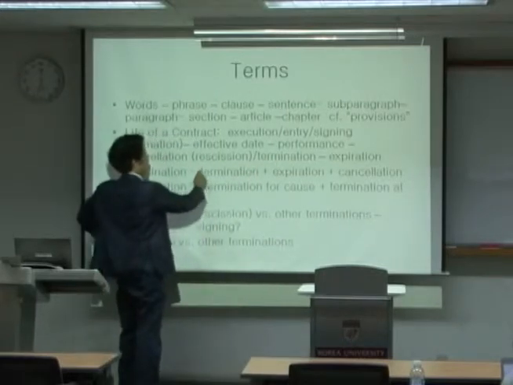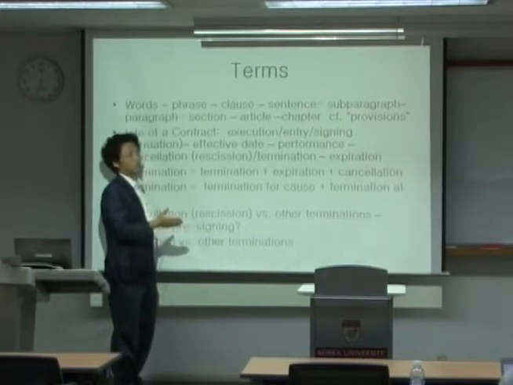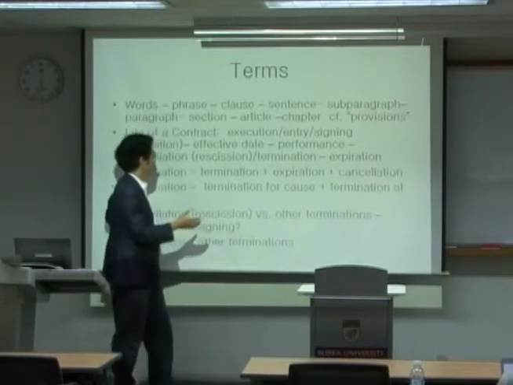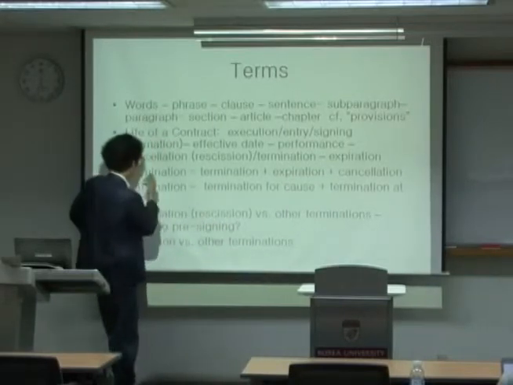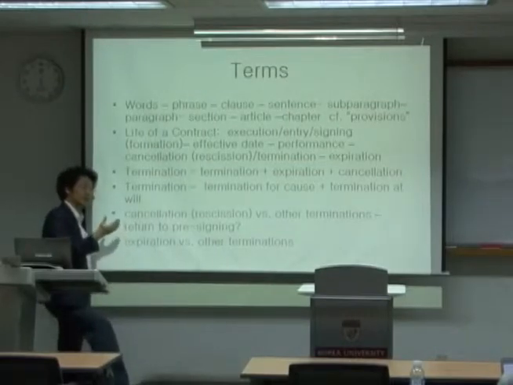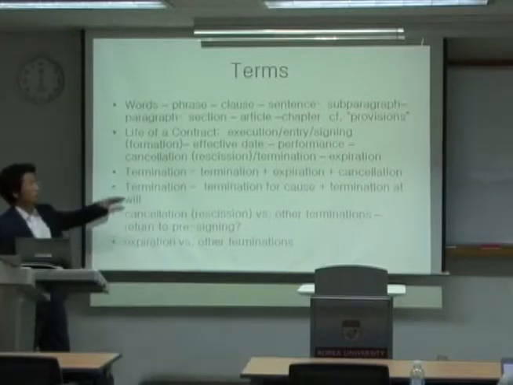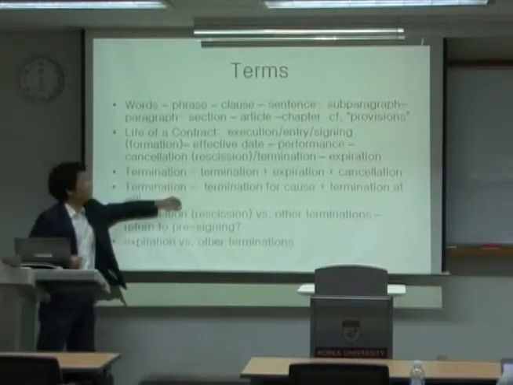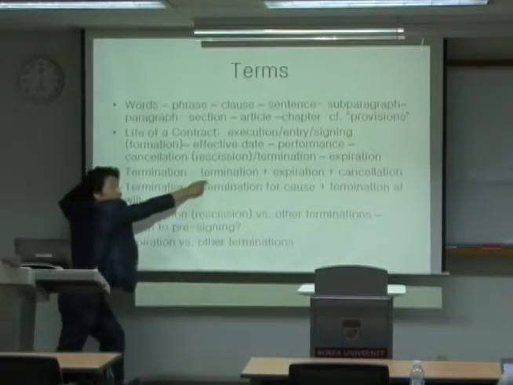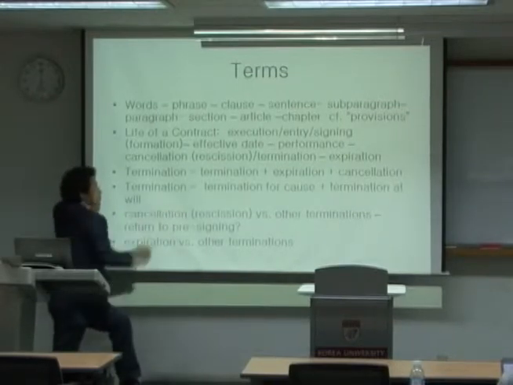So termination is an artificial ending of the contract. Okay? Ending of the contract. So it takes a party's conscious decision to end the contract. We call that termination. Now this termination has two kinds. Repeat after me. Termination for cause.